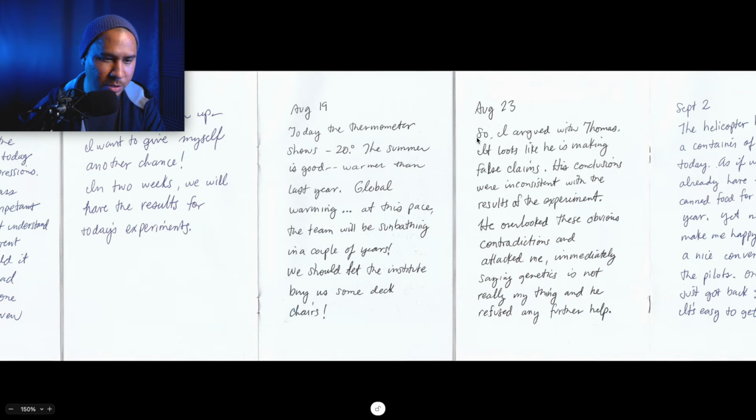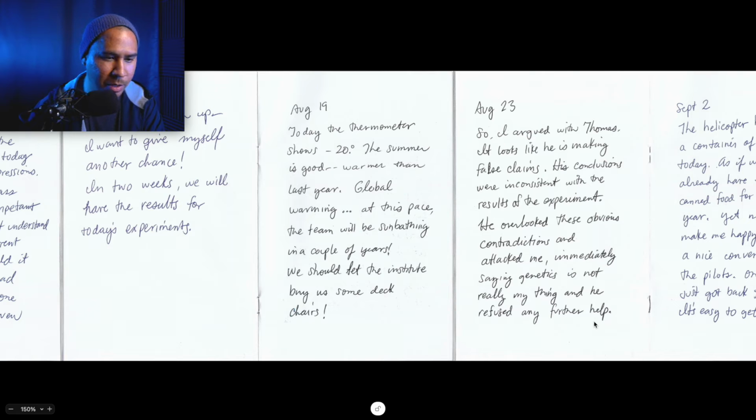August 23rd. So I argued with Thomas. It looks like he is making false claims. His conclusions were inconsistent with the results of the experiment. He overlooked these obvious contradictions and attacked me, immediately saying genetics is not really my thing, and he refused any further help.